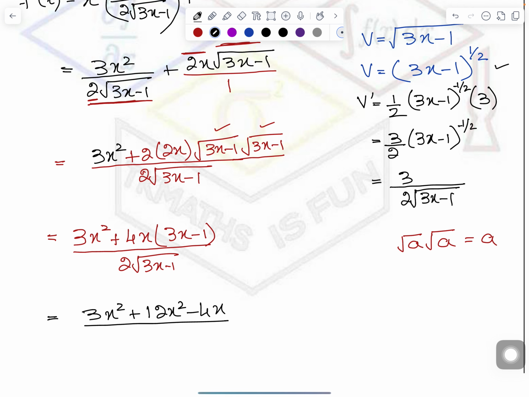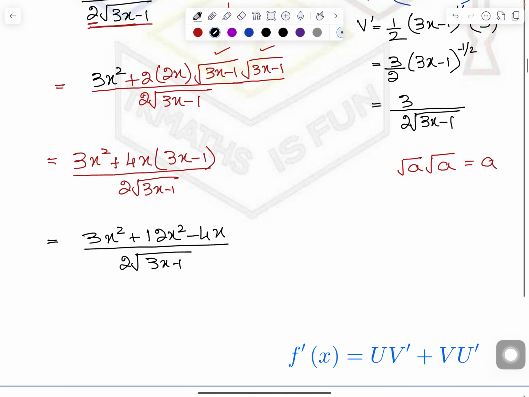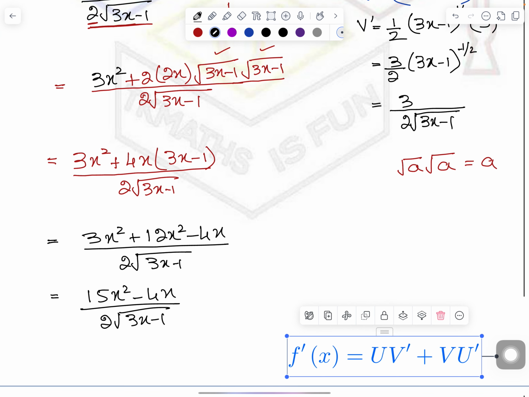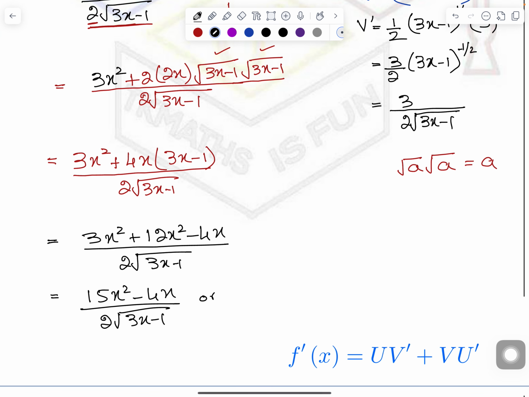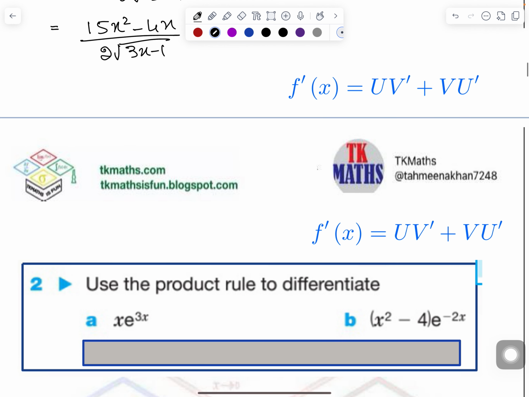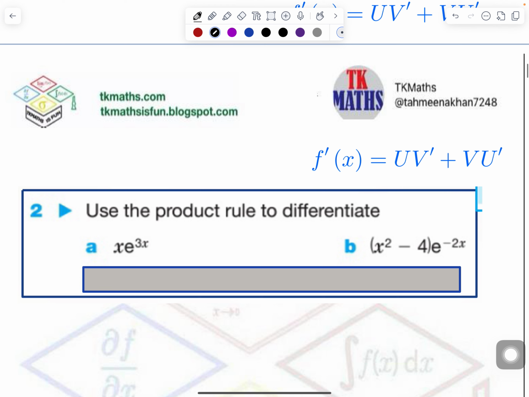So now I will get 12 plus 3 is 15x square minus 4x. So now you can leave it here, or if you want to further factorize, which will not be very helpful because as such in the denominator there is no term which can cancel it out. So I will just leave it like this. So now let's see two more examples here so that you can get hold of this concept.